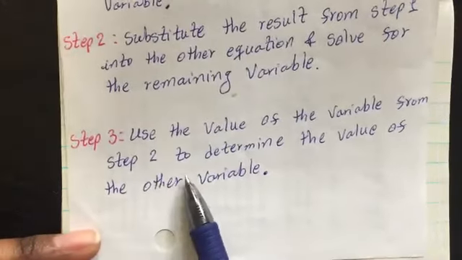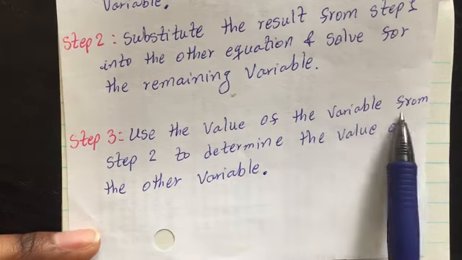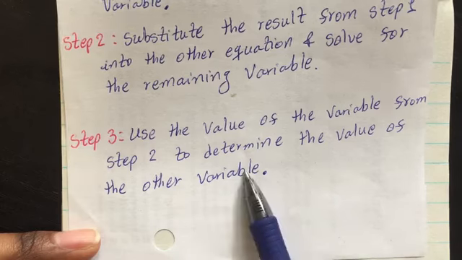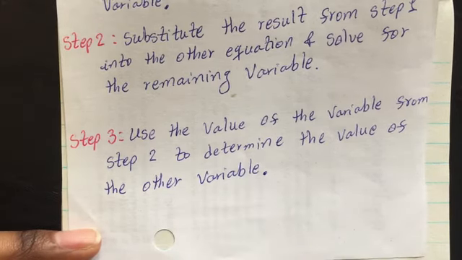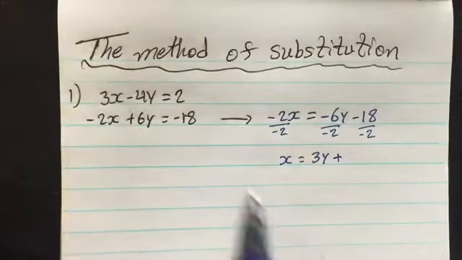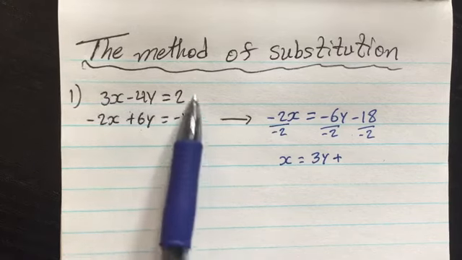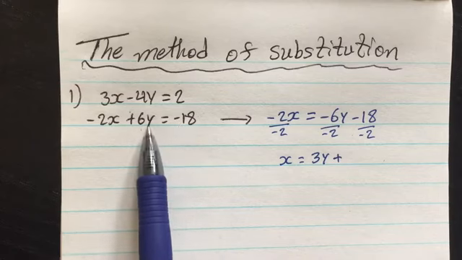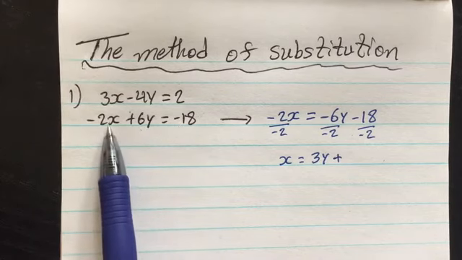Step 3, use the value of the variable from step 2 to figure out the value of the other variable. Those are the 3 steps. So let's say I have the following equation here. I'm going to go with the second equation and solve for the variable x.